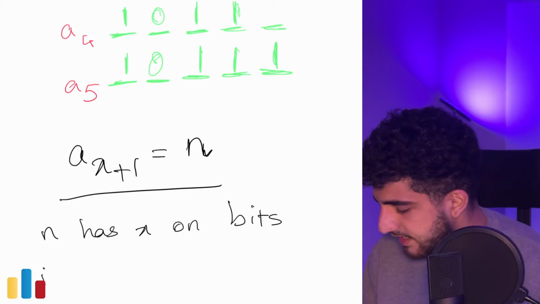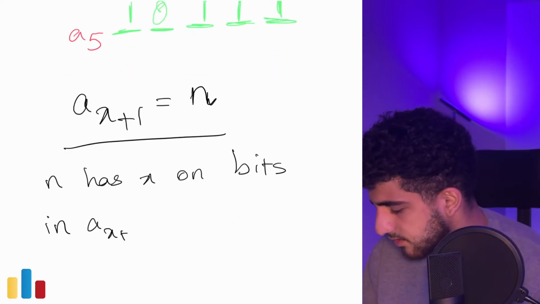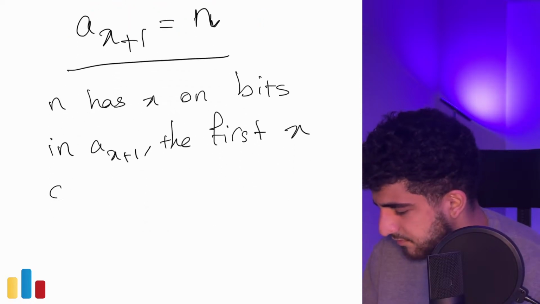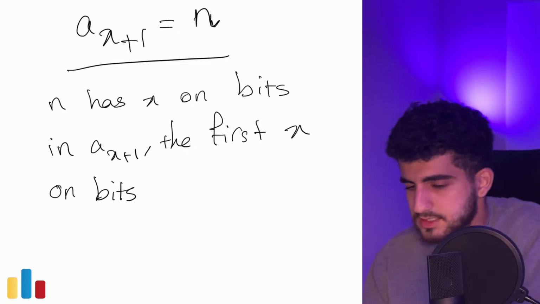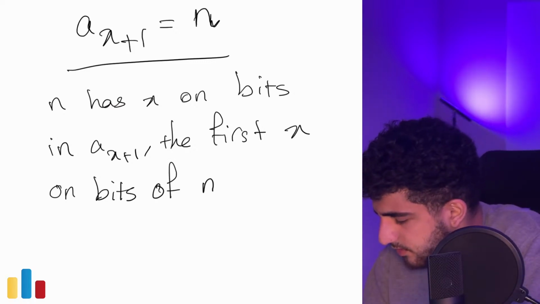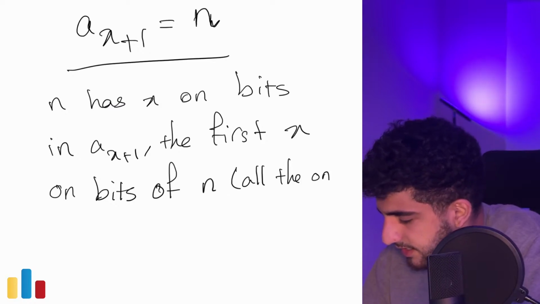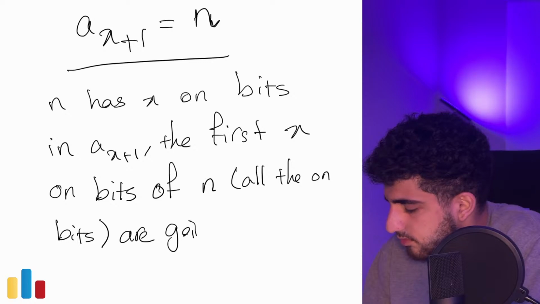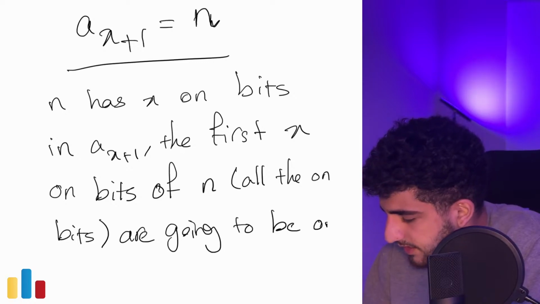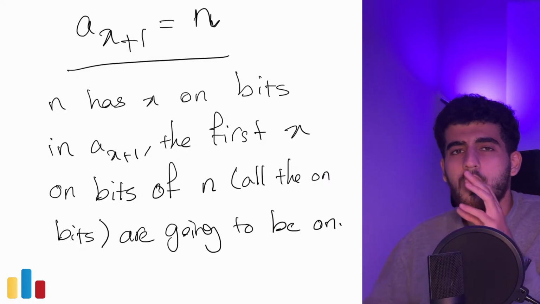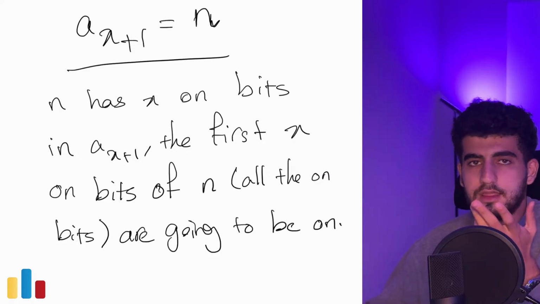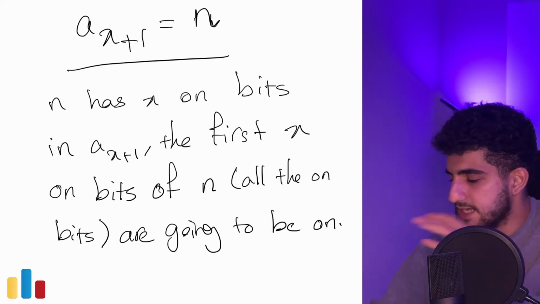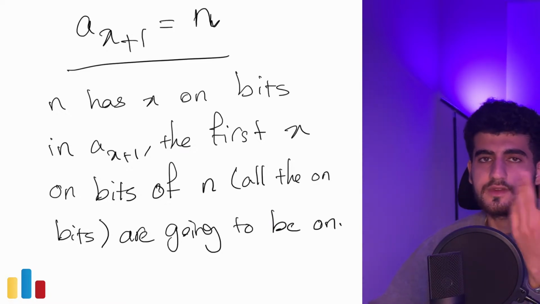And we know that in a of x plus 1, the first x on bits of n, which are all there, all the on bits in n are going to be on. Therefore, in a of x plus 1, all the bits which are on in n are going to be on. Therefore, we can say that a of x plus 1 has everything that n has, and it cannot be greater than n as well. So it's going to be exactly n.